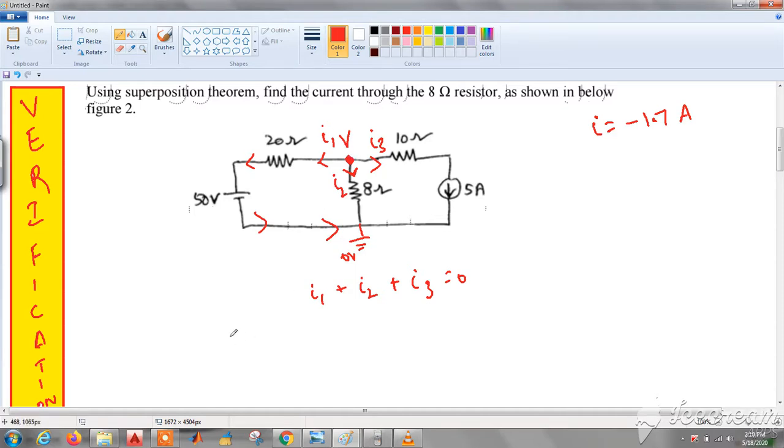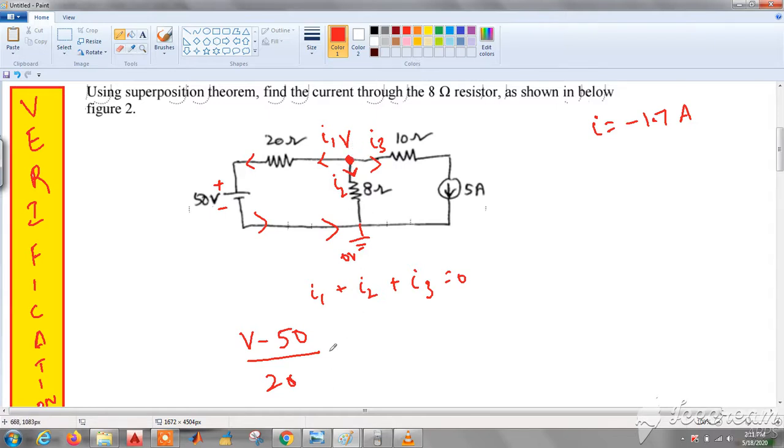So in this branch where I1 is flowing, we can see node voltage V is present, and the voltage source 50 volts is also present. This is plus and this is minus. You can also denote the signs. I1 is equal to V minus 50 divided by, what is the resistance in this branch? 20 ohms. So V minus 50 by 20. Why have we taken V minus 50? Why not 50 minus V? Because we have assumed V at higher potential always.